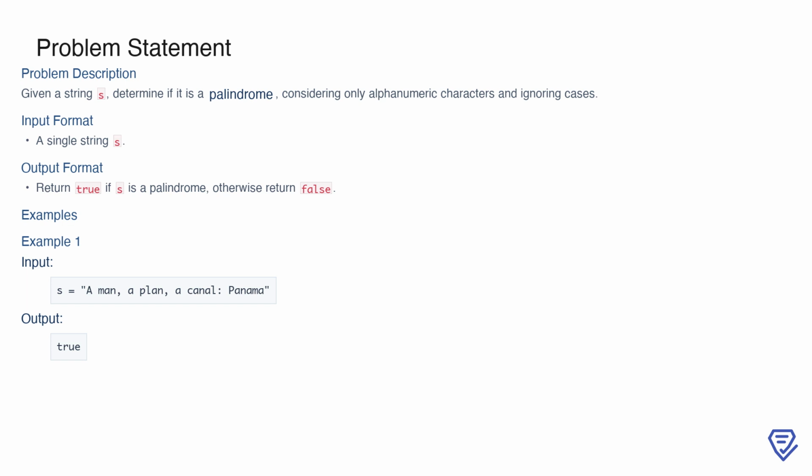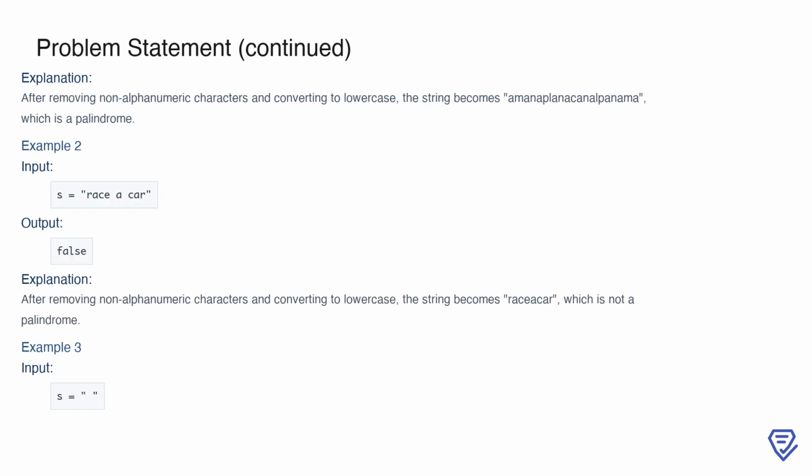For example, if the input is "A man, a plan, a canal, Panama", after removing non-alphanumeric characters and converting everything to lowercase, the string becomes "amanaplanacanalpanama", which is a palindrome. Therefore, the output is true for this case. Now let's look at another example. If the input string is "race a car", after pre-processing, which involves removing non-alphanumeric characters and converting the string to lowercase, the result is "raceacar". This sequence does not read the same backward as forward, so the output in this case is false.